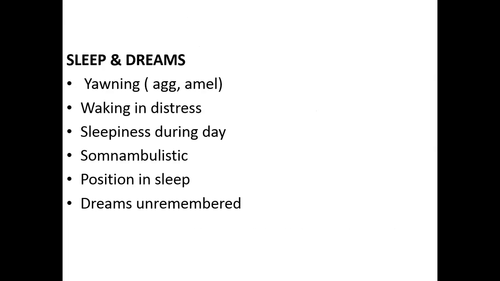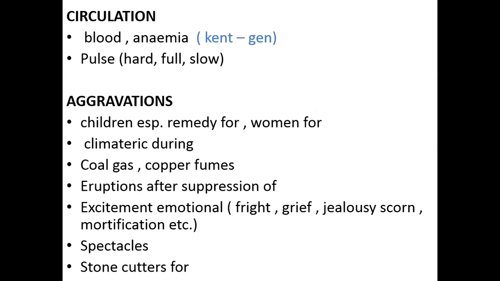Sleep and dreams: yawning, aggravation, amelioration, waking in distress, sleepiness during day, somnambulism, position in sleep, dreams, unremembered. Circulation: under circulation, blood, anemia, and in Kent it is given under Generalities. Pulse is again important: hard, full, slow. So in pulse, particularly under the section circulation, the characteristic of pulse is hard, full, and slow. If you are having BTPP in your hand, just make sure whether it is present or not.